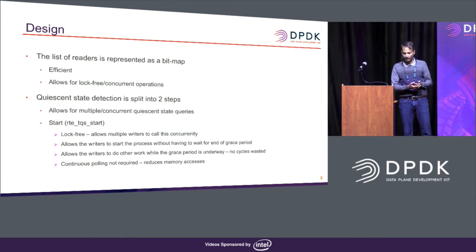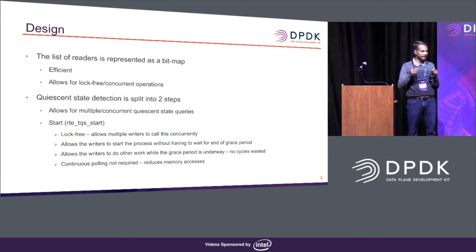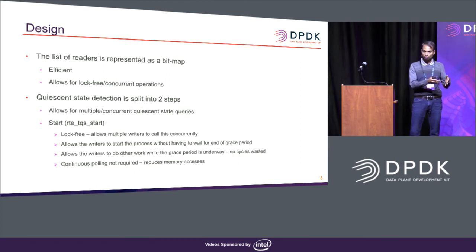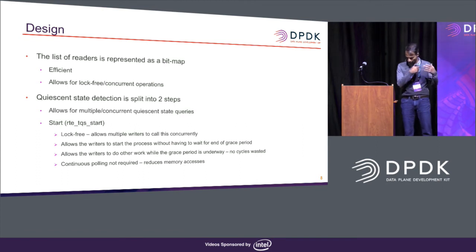And this allows a writer to start the grace period detection process without having to wait for the end of someone else's grace period, some other writer's grace period. They don't have to wait for each other. They can start their own process in parallel.